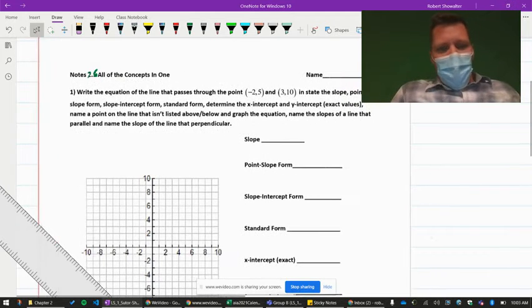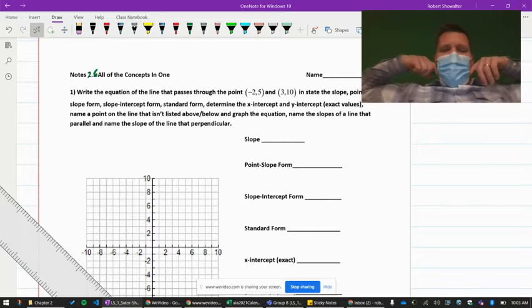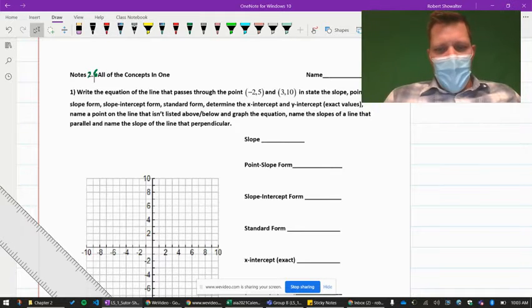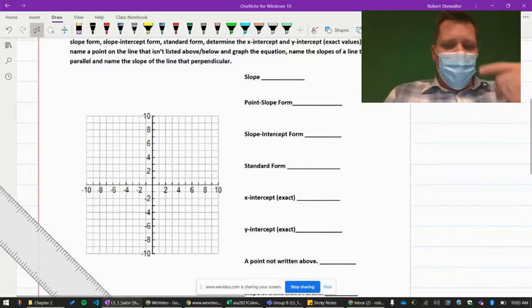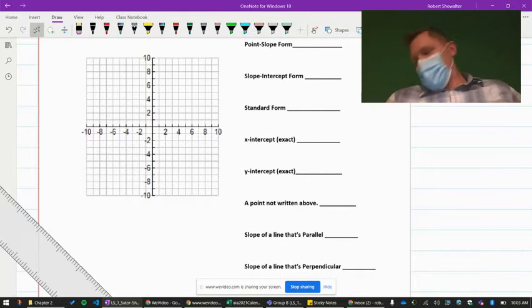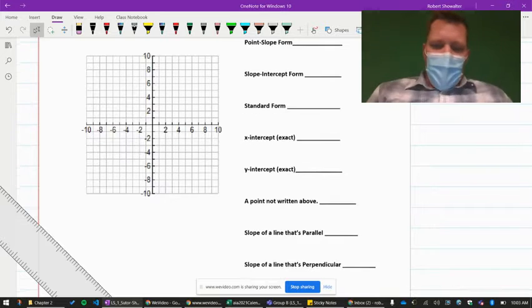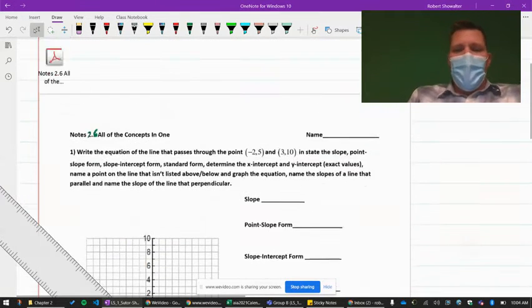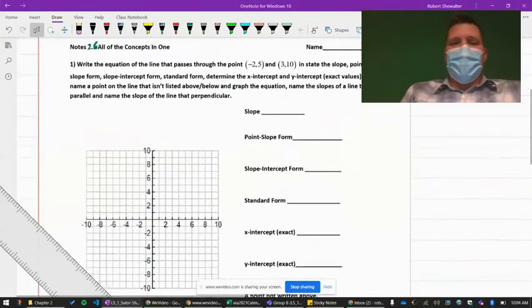So we are going to write an equation that passes through the points (-2, 5) and (3, 10). And we're going to get all of the parts that are listed below. We want the slope, point slope form, slope intercept form, standard form, x-intercept, the y-intercept, a point that's not written above, the slope of a line that is parallel to this line, and the slope of a line that is perpendicular to this. Let's dig in and get it done, my friend.